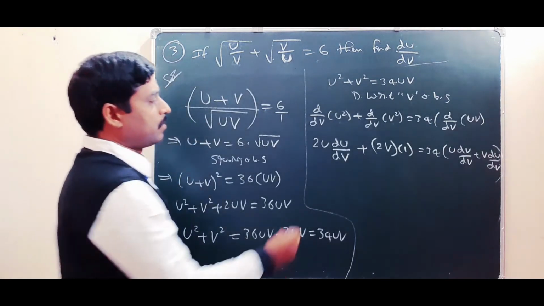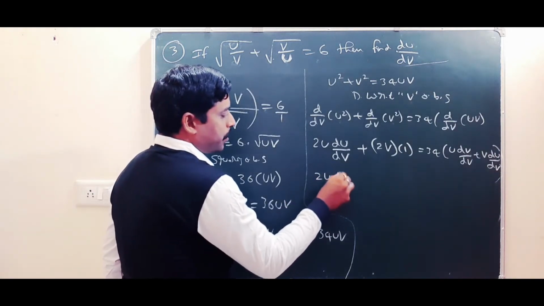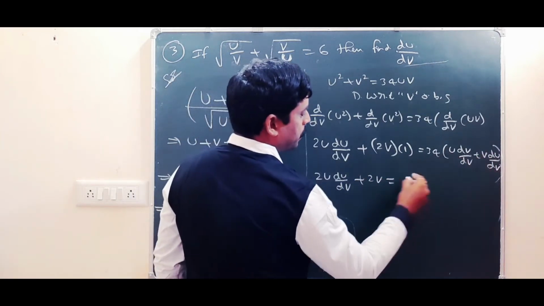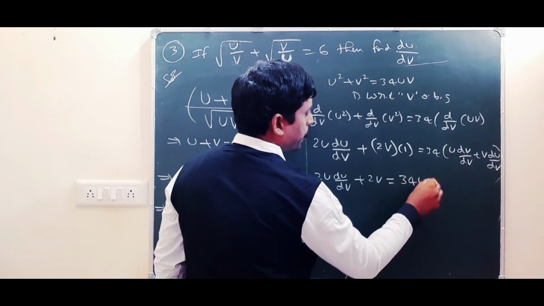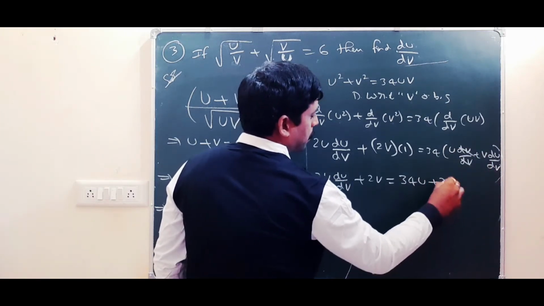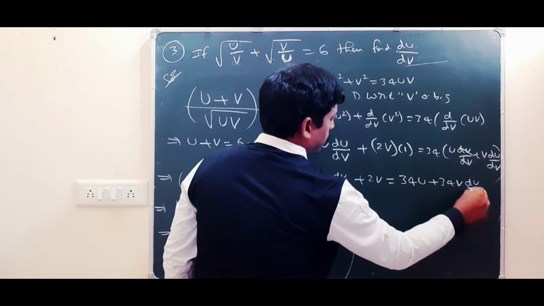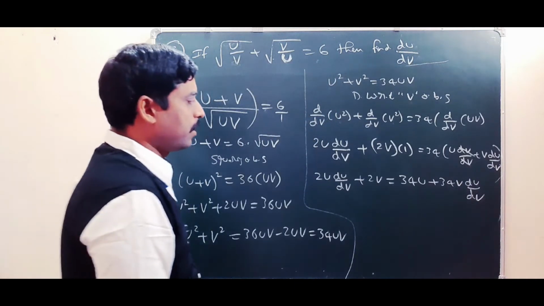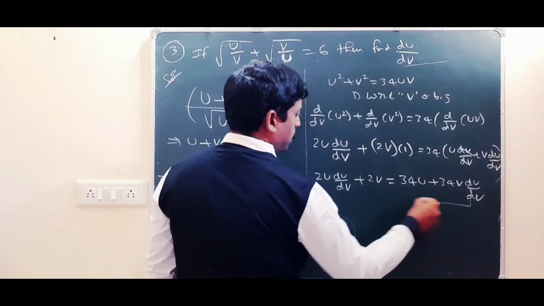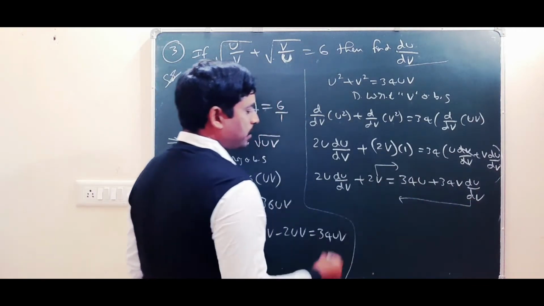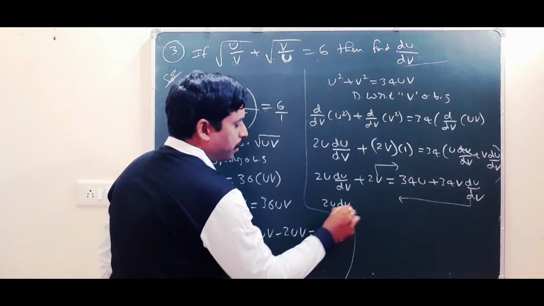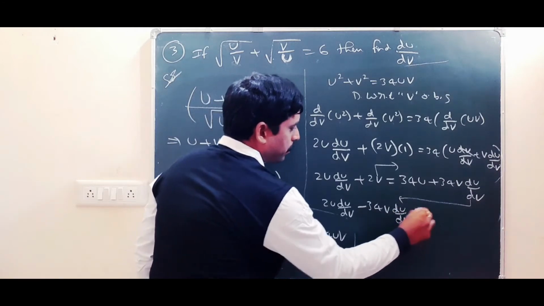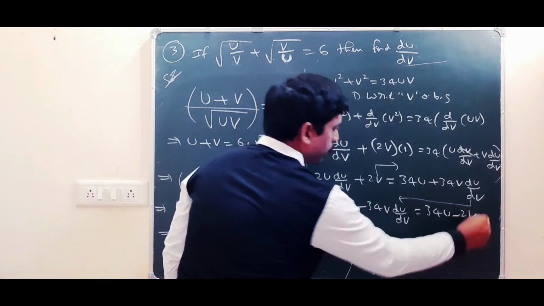Okay, now it will be 2u du by dv plus 2v equal to 34 multiplied to all, 34u dv gets cancelled, 34v du by dv. But our target is du by dv. Okay, we collect du by dv terms. This we bring to the left side, 2v we bring to the right side: 2u into du by dv minus 34v du by dv equal to 34u minus 2v.